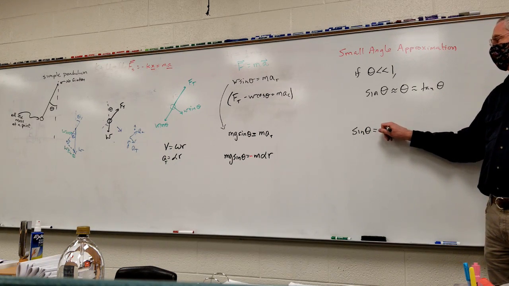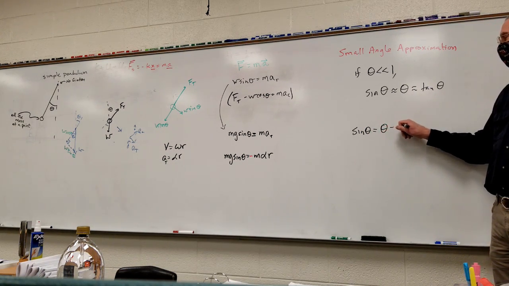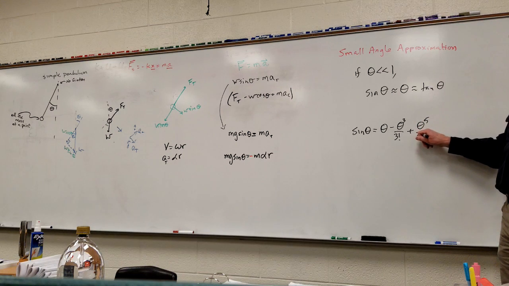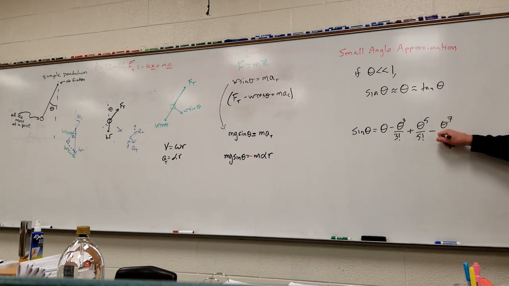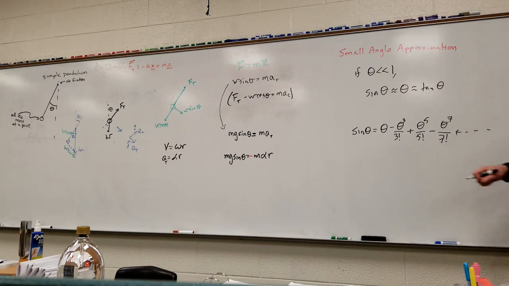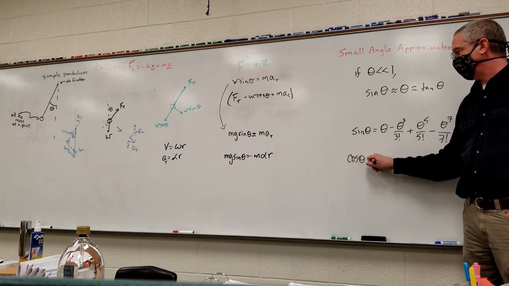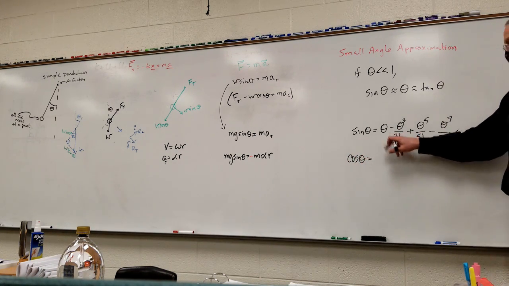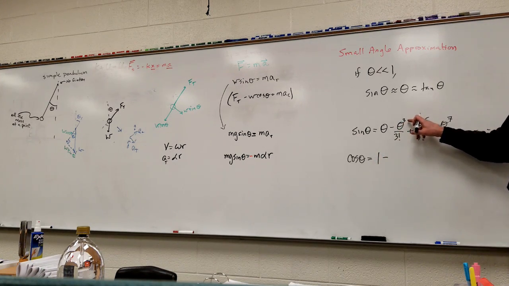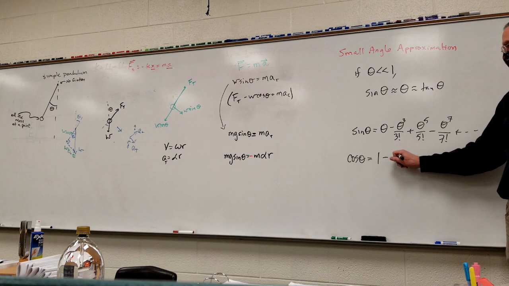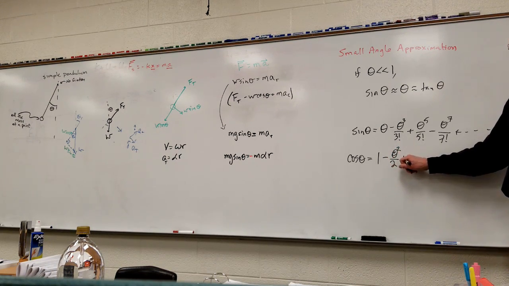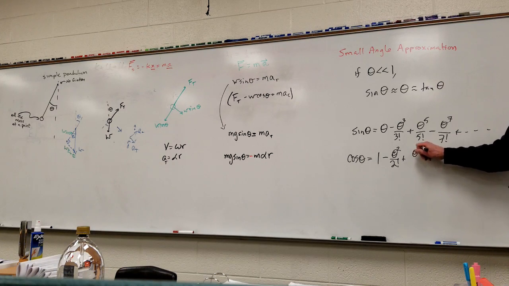Sine of theta is equal to theta minus theta cubed over 3 factorial plus theta to the 5th over 5 factorial minus theta to the 7th over 7 factorial, and so on. If you take the derivative of that with respect to theta, you should get cosine of theta. Bring the 3 down front, which cancels out with my 3 factorial, and I'm left with 1 minus theta squared over 2 factorial, plus theta to the 4th over 4 factorial, minus theta to the 6th over 6 factorial, and so on.